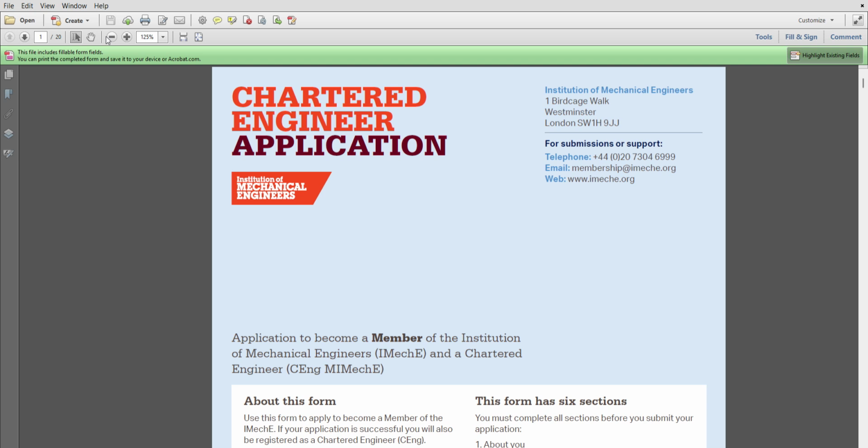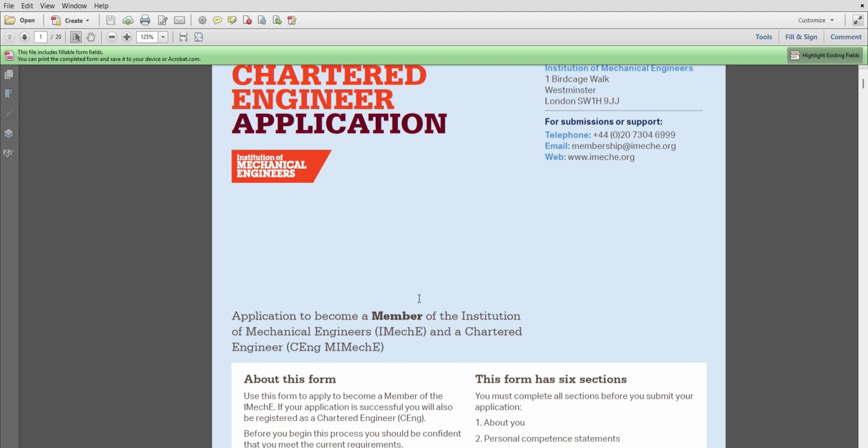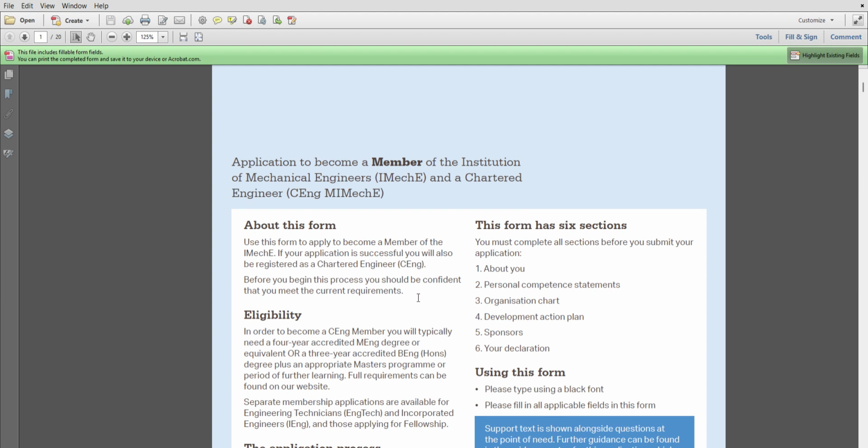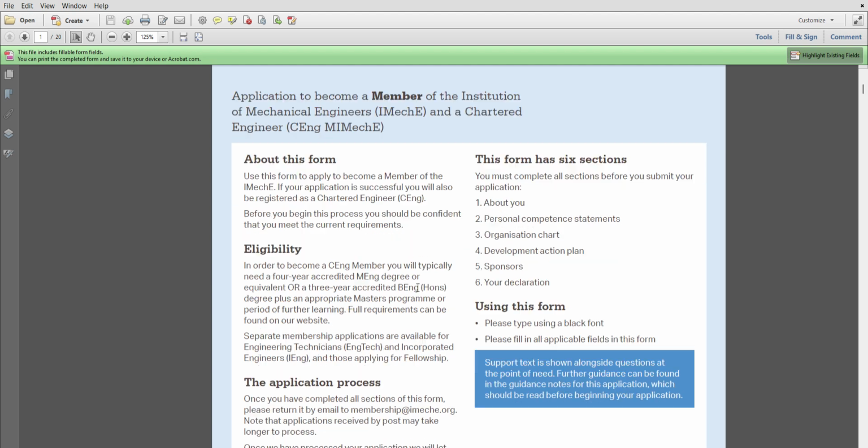In this module, we will do a deep dive into a chartered engineer application for the Institution of Mechanical Engineers, IMechE. So this is an application form. It is divided into 6 sections, and we'll just take you through the form.